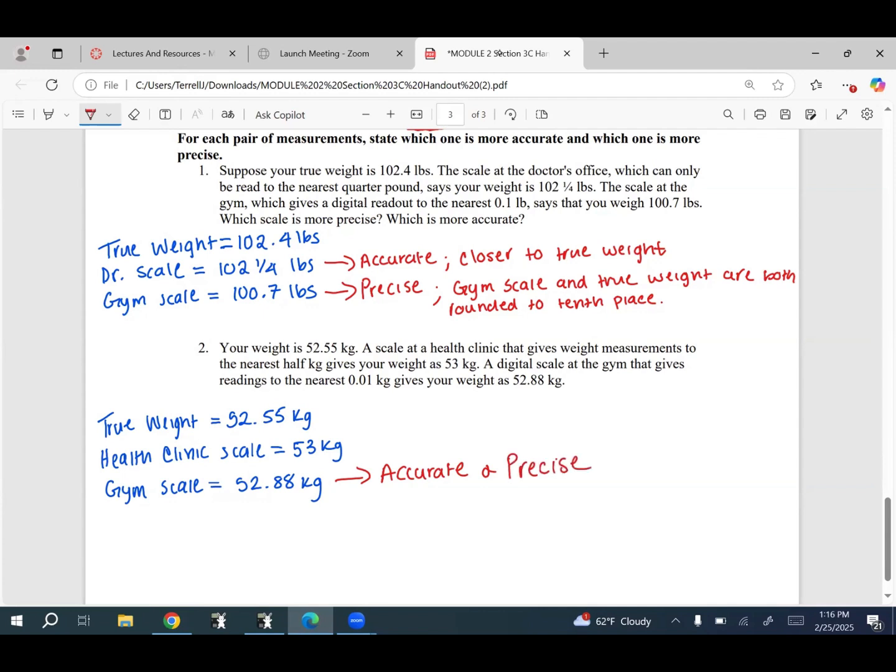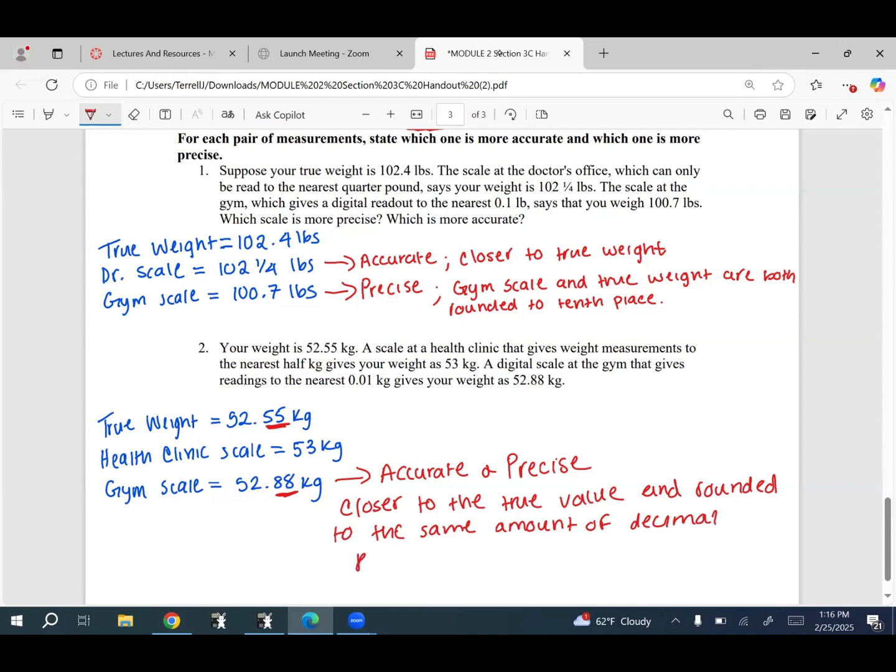And I want to show you that. This is rounded to the 100th place, right? And so is your true weight. It is rounded to the 100th place. So the gym scale is, and I'm going to write an explanation here. It's more accurate because it's closer to the true value and rounded to the same amount of decimal places as the true value.